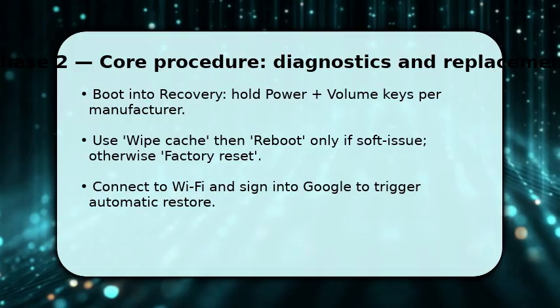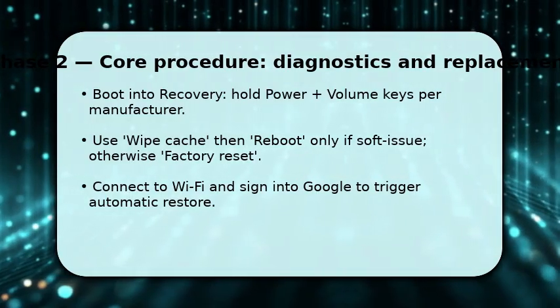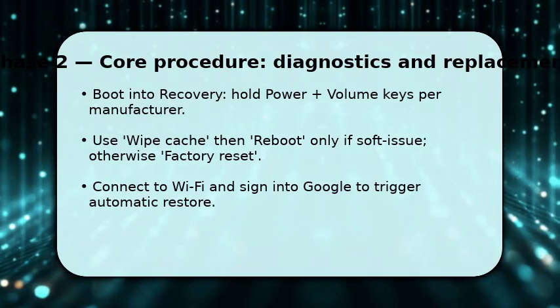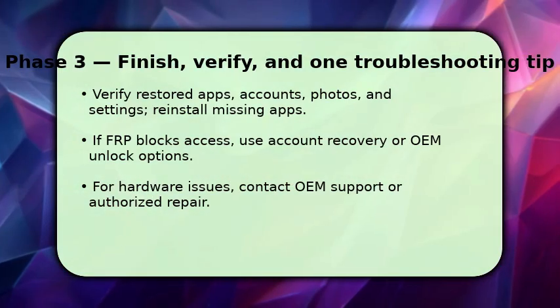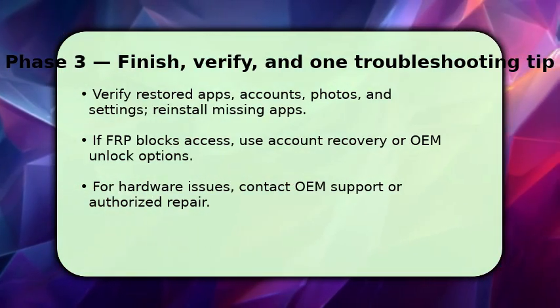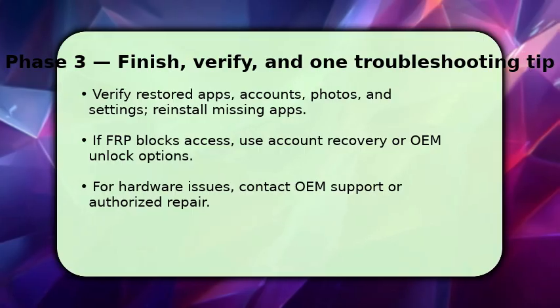Make sure you connect to Wi-Fi on the setup screen and sign into your Google account, so Android can detect eligible backups and automatically restore apps and settings. You finish by confirming everything restored. Open apps, check accounts, and inspect your photos and settings to ensure completeness.